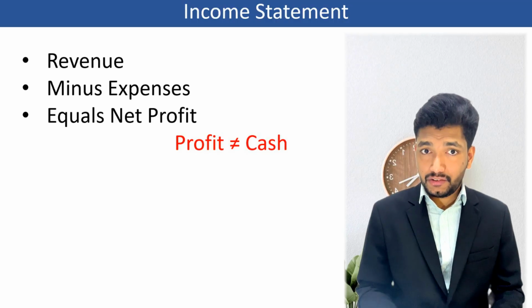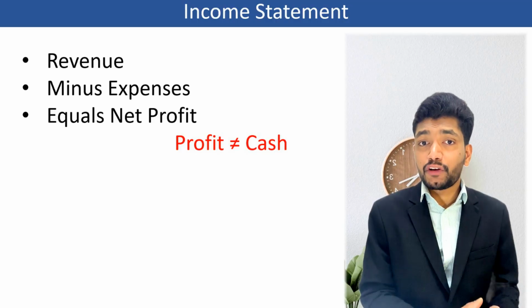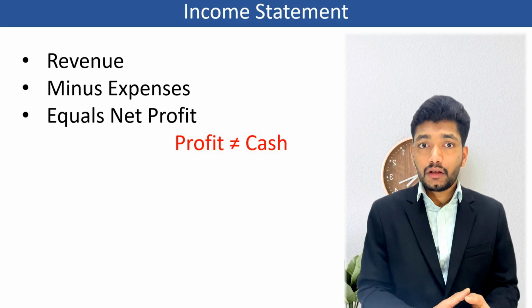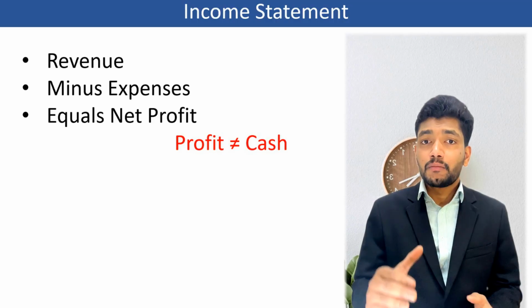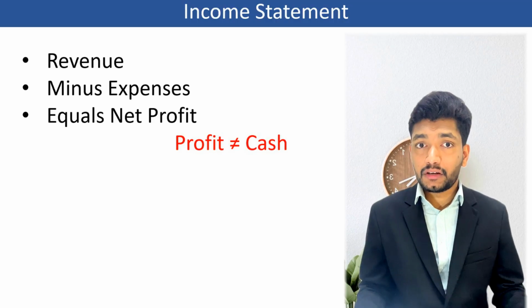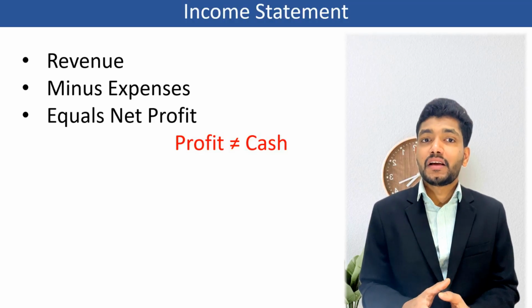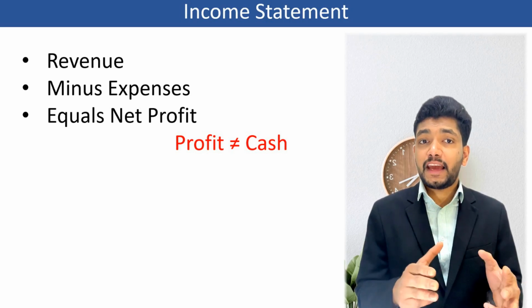Profit is not cash. For example, a company may report high profit but still struggle to pay salaries or suppliers. This is because revenue may be recorded but cash may not be received. Profit shows accounting performance, not liquidity. And this difference is exactly why we need the cash flow statement.